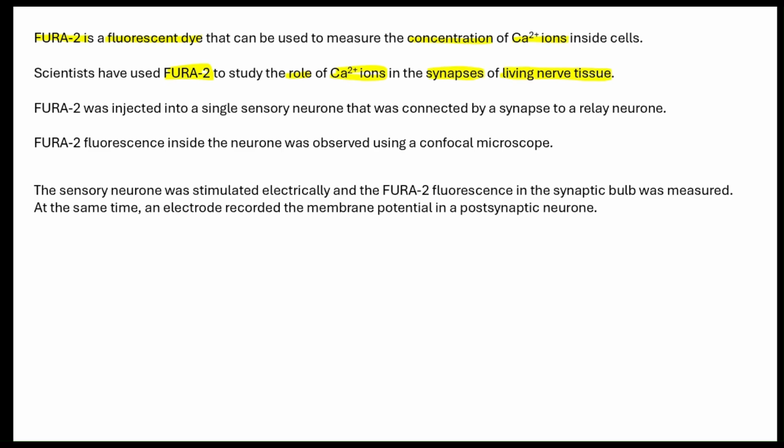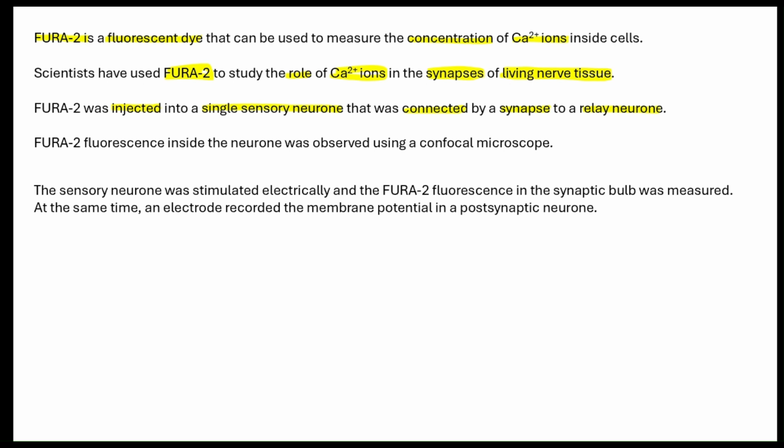Okay, so to carry on this question, they've already told us about the FURA 2 fluorescence, and now what they're telling us is that the FURA 2 was injected into a single sensory neuron that was connected by a synapse to a relay neuron. So they're going to assess my knowledge of what happens when an impulse gets to the end of one neuron and how that message is then passed on to the next neuron.